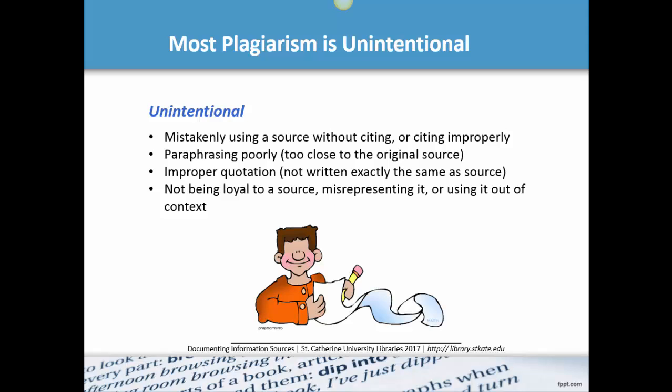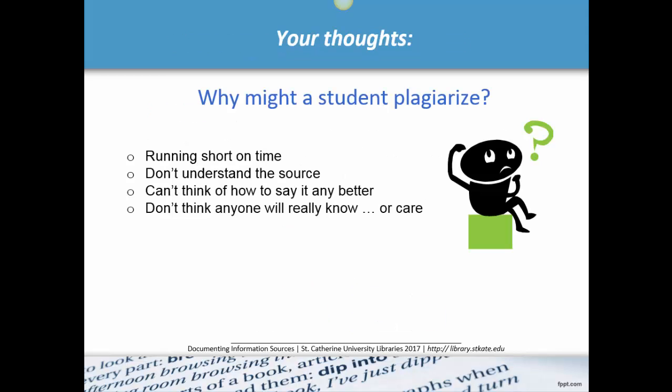Examples of unintentional plagiarism are shown here. They may include using info from a source without citing it, paraphrasing poorly or too close to the source, giving a quote that is not exactly the same as the source, or misrepresenting a source or using it out of context. Take a few seconds to think about plagiarism and ask yourself, why might a student plagiarize? I've listed a few of my own thoughts here.